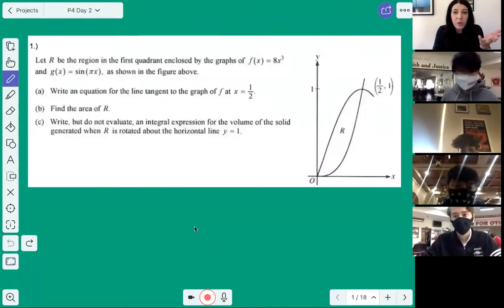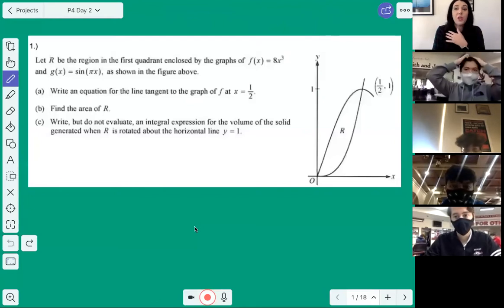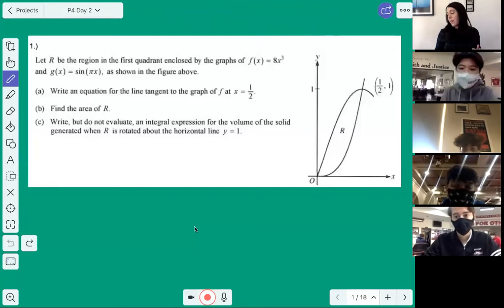And so the picture also has additional information because we see that the point of intersection is (1/2, 1). So sometimes we have to find that point. In this problem, we do not need to. Okay. Part A does not ask about area or volume. Part A is a question you should be incredibly familiar with at this point. Part A is just asking us to write an equation of a tangent line.